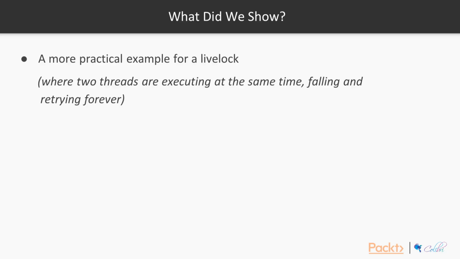In this coding example, we have seen a more practical example of a livelock with a banking-related example. The two threads were represented by money transfers, which were failing since neither of them could gain access to both accounts at the same time.